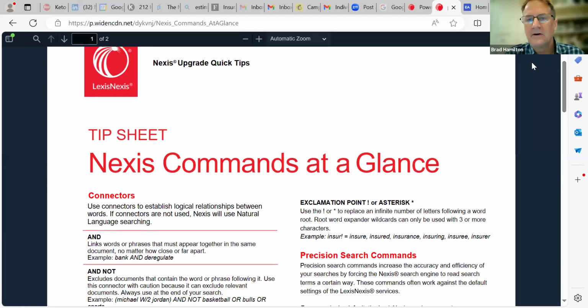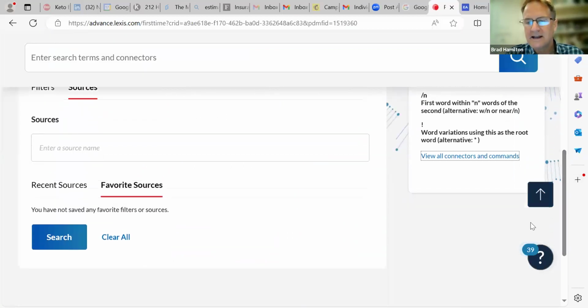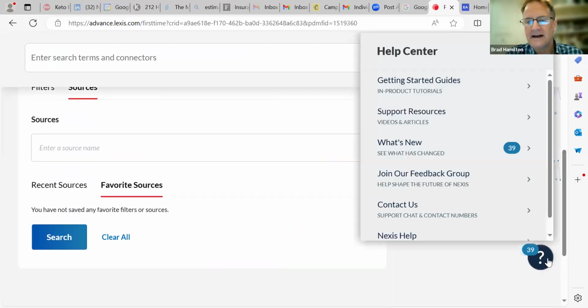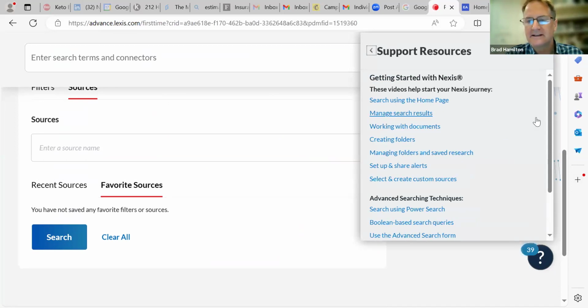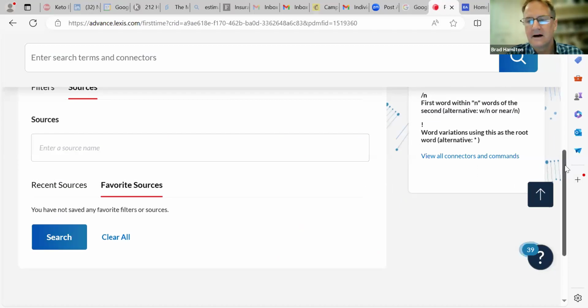Okay, so that's this little tip sheet. And by the way, I'm going to show you a quick way to get to it. It's right here. If you can see this, there's a little question mark with a circle in it. If you click onto that, you can get these support resources. If you look into that, there's this PDF guides, and there it is down there. That's search commands, the thing that we were looking at. That's a cheat sheet.